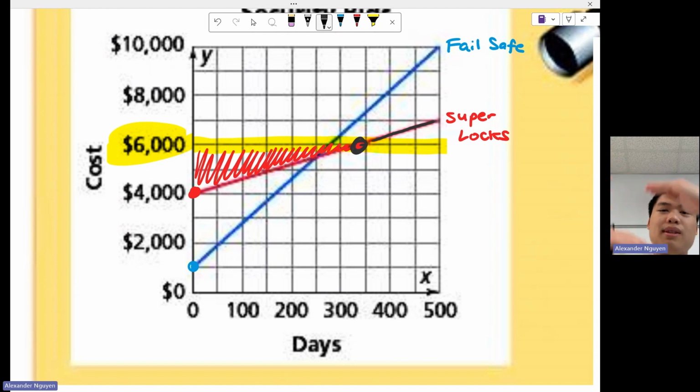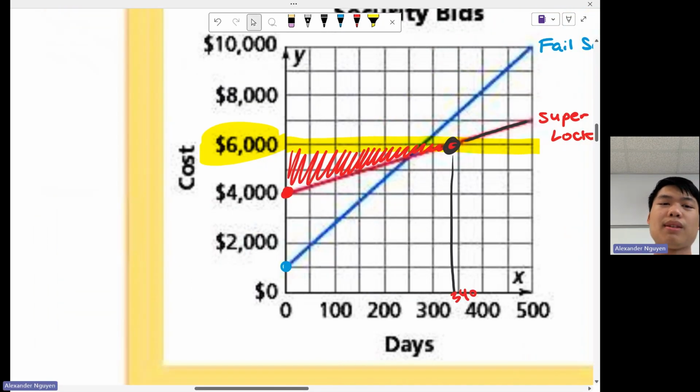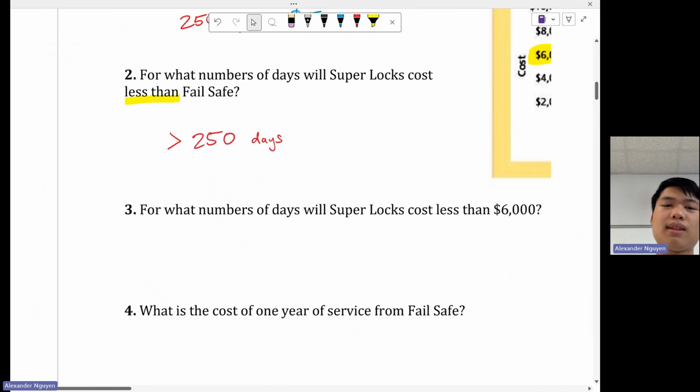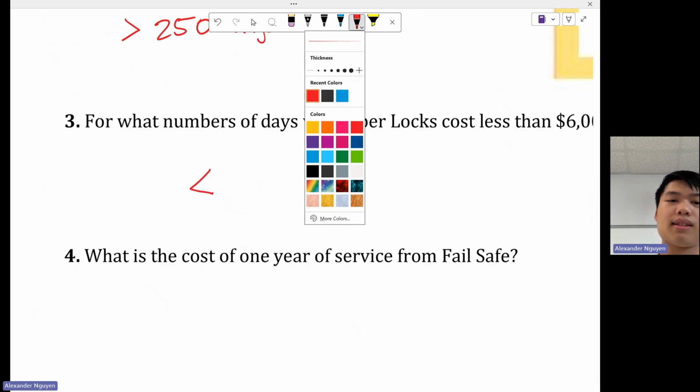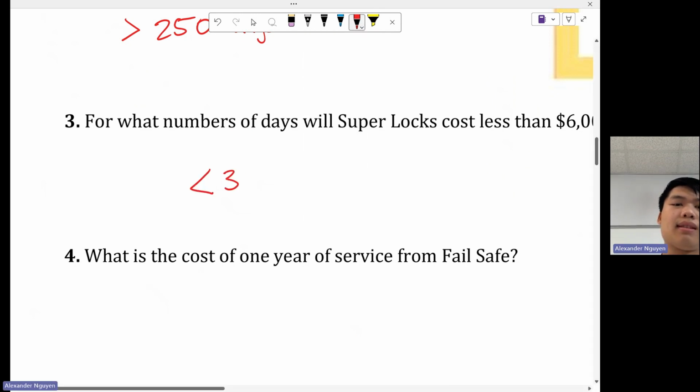So again, our y value represents our cost, and we want to figure out how many days we can spend with this system to be less than $6,000. Well, any day from 0 all the way up to this point, which looks to be maybe 340 days. We're just estimating here based on the graph. So I should say less than, this is my less than sign, less than 340 days.